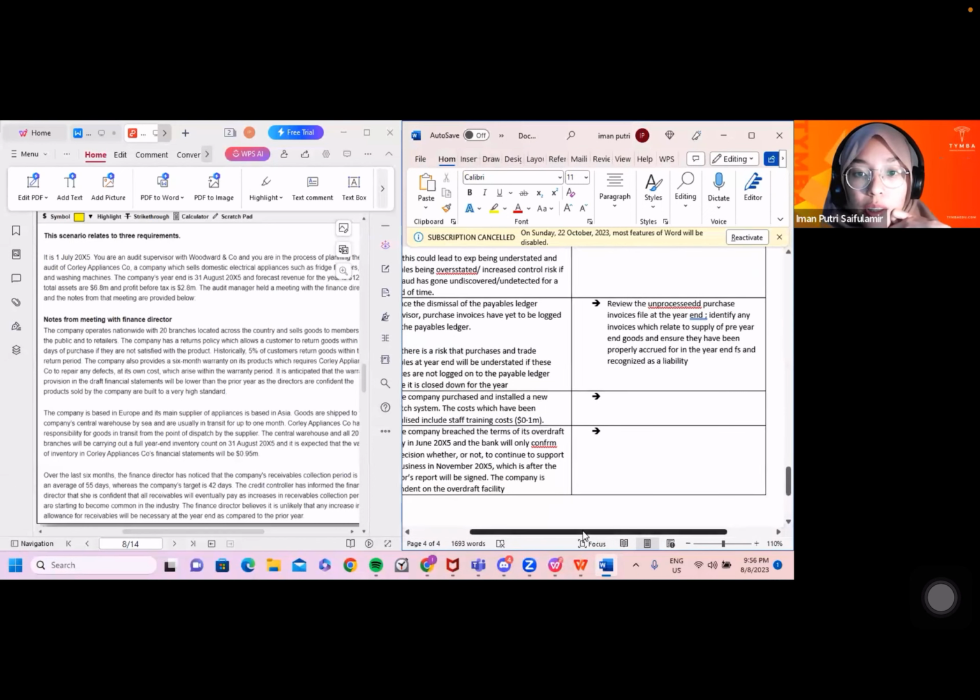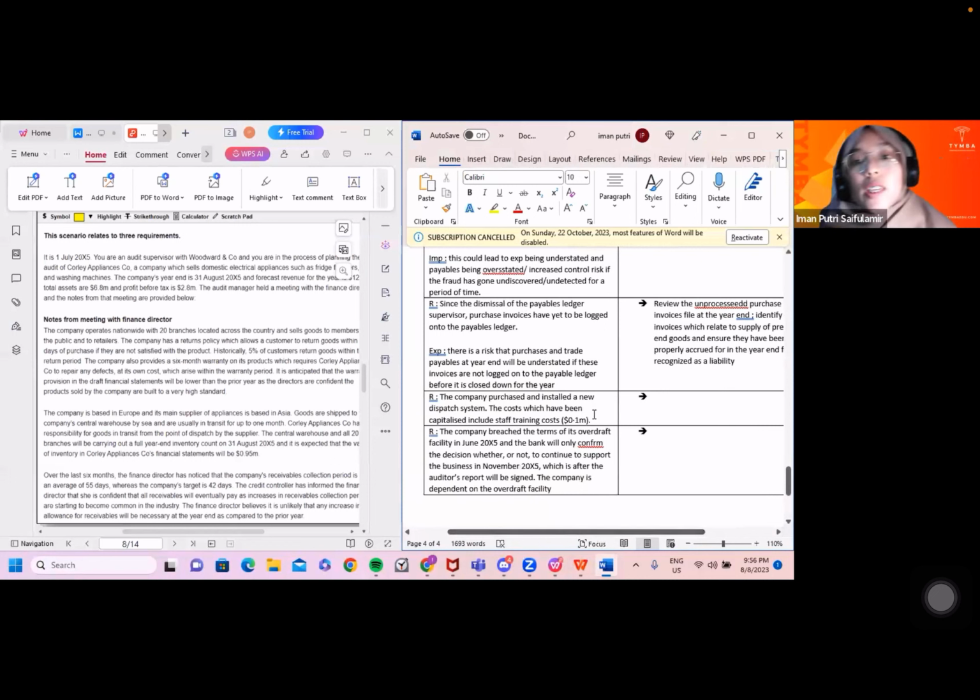Next is on the new dispatch system. The costs which have been capitalized include staff training costs. Okay, this is not correct, right? Because we should only include costs that are directly attributable. So let's talk about it here.